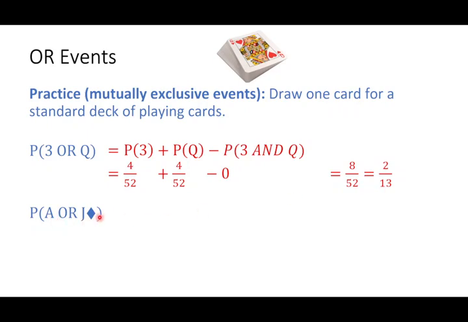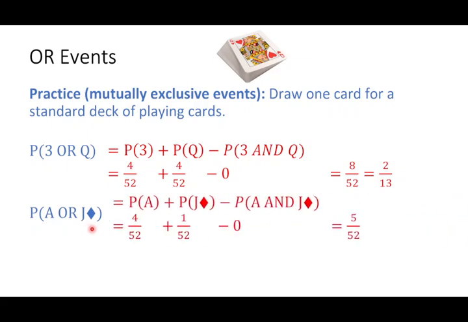Ace or jack of diamonds. It can't be an ace and a jack of diamonds at the same time. So we've got the probability it's an ace plus the probability of jack of diamonds minus the probability of ace and jack of diamonds. So there's your ace, there's your jack of diamonds, and there's this joint and probability, which is 0 in this case. Okay, so you add them and you're done.